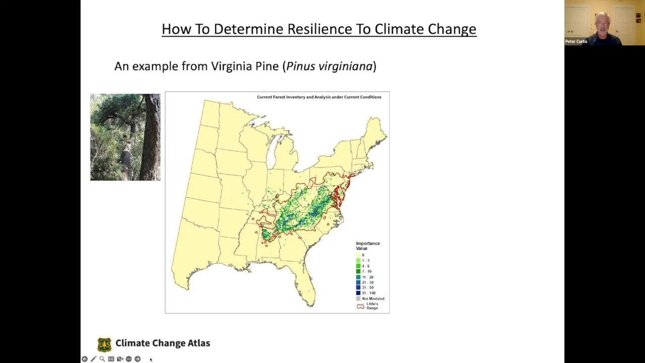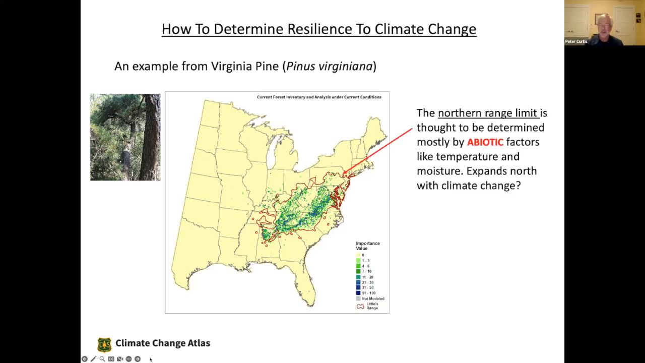And so what you're looking at in this map is a map of the current distribution of this very important, it's a timber tree, but it has a fairly restricted distribution. As you can see, it just extends up into Pennsylvania, down into Georgia, and into Louisiana, but not too far. So it's fairly constrained. And we know a lot about this species.